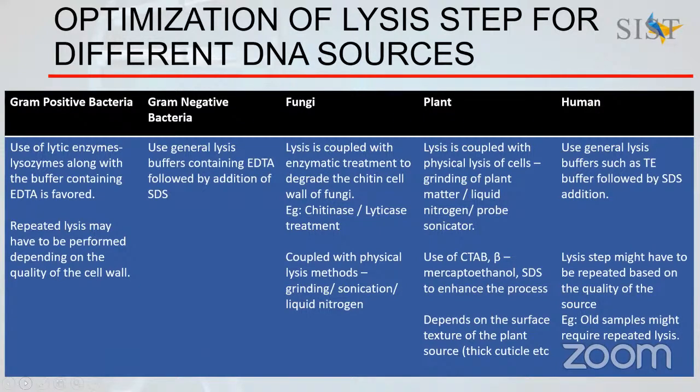And in the case of human DNA source, we normally use a lysis buffer such as TE buffer, followed by the addition of SDS. So in DNA extraction from human, the lysis step also might be repeated in order to get a better quality of the DNA, right? Because in some cases, old samples of human DNA sources might not be lysed properly in one go. So in that case, we'll have to do it at least twice or thrice.